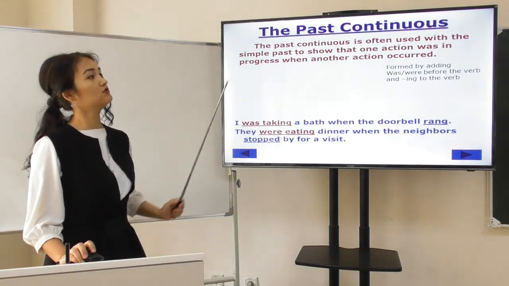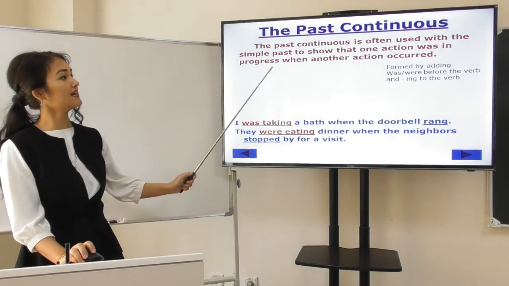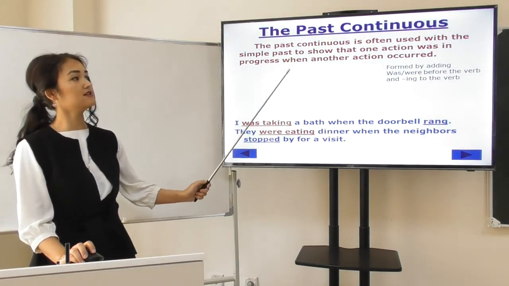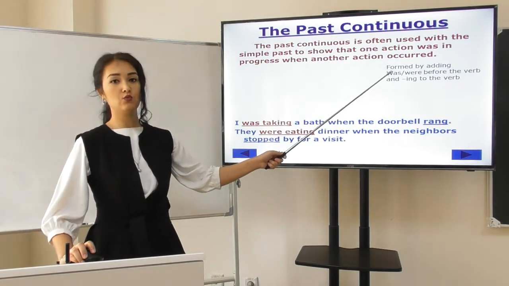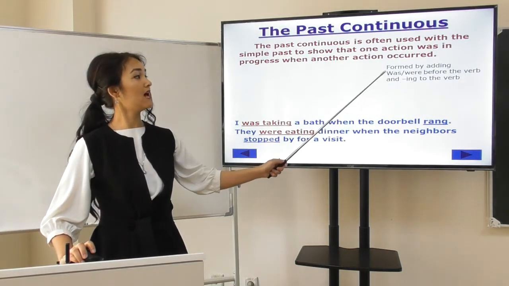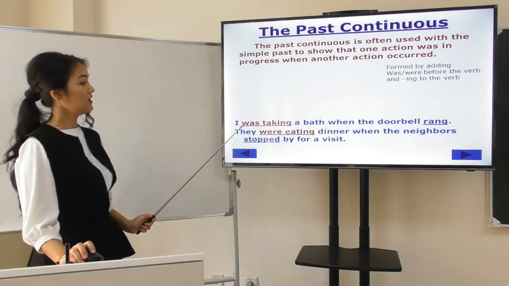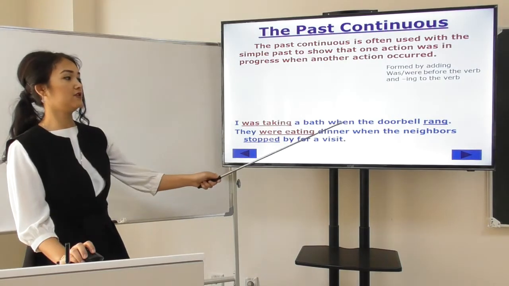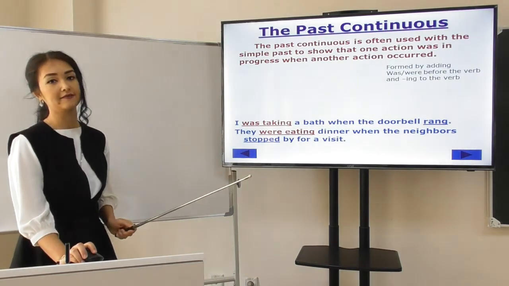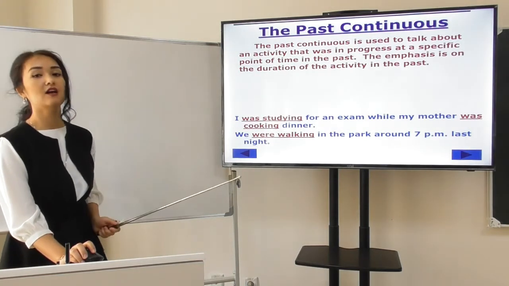The past continuous. The past continuous is often used with the simple past to show that one action was in progress when another action occurred. Formed by adding was, were, before the verb and ing to the verb. For example, I was taking a bath when the doorbell rang.